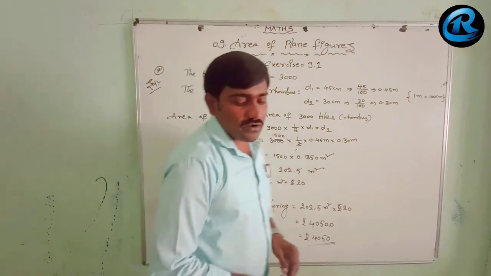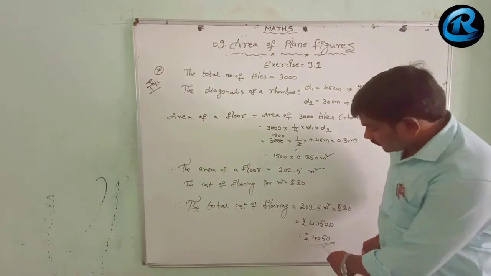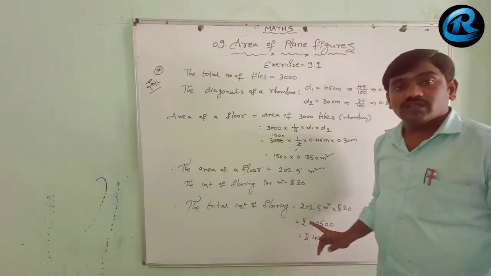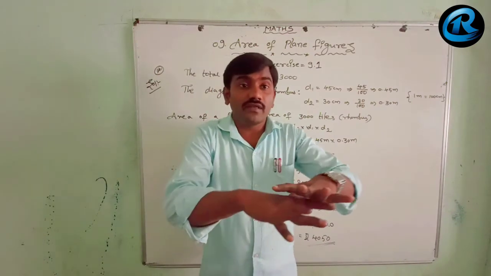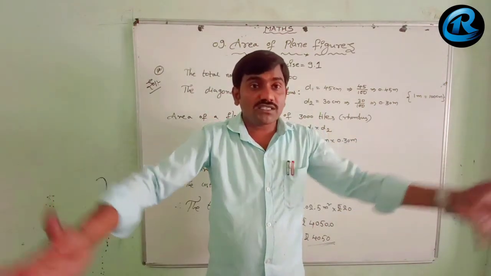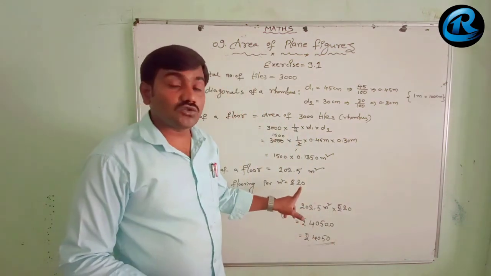4050. That is 4050 rupees they will charge. అంటే ఎంత అవుతుంది మొత్తం ఫ్లోరింగ్ చేయడానికి? So to do the flooring with the rhombus tiles, for meter square they will charge 20 rupees.